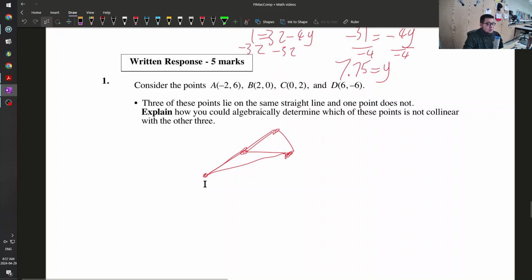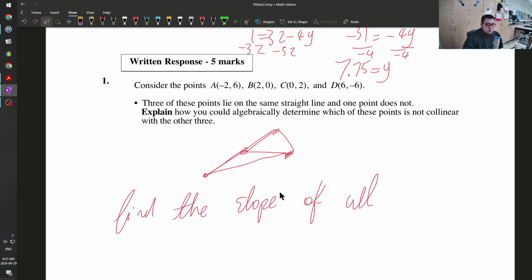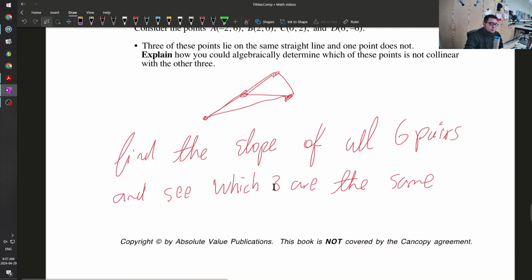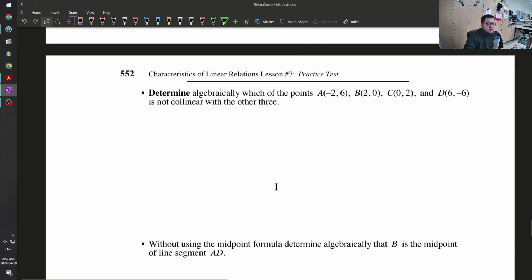How do you type that in? Find the slope of all 6 pairs and see which 3 are the same. Okay. Oh my god, now I have to do it algebraically.